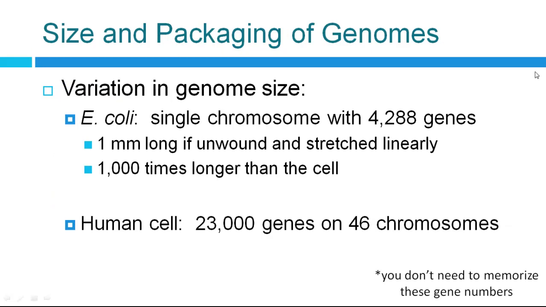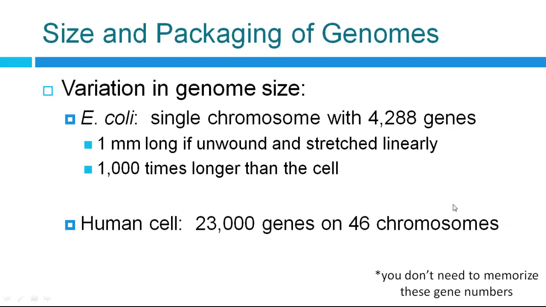So that's the definitions. And this gets back to the size and packaging of genomes. I've already discussed this, but to give you an idea, for E. coli, they have 1 big circular chromosome. It has 4,000 something genes on there. And, if you unwound it, that's a really long piece of DNA. It's, in fact, 1,000 times longer than the actual cell. And I already told you we have about 23,000 genes on 46 chromosomes.